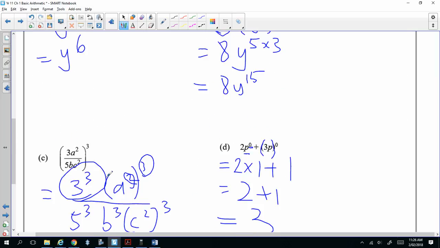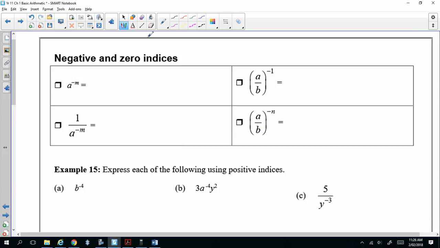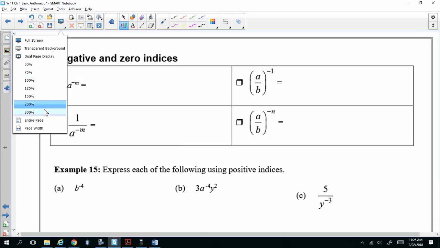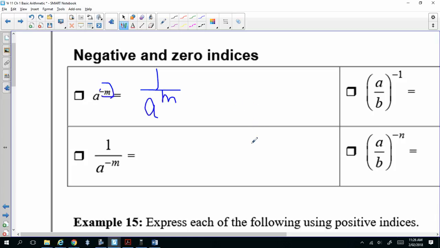On the next page, you have what we call negative indices. These can be confusing because people can make mistakes and get confused with what it does. When it's a negative index, it becomes a fraction. So you write 1 over a to the power of m. The negative index takes the a to the denominator with the 1 on the numerator. And what if it's in the denominator? Obviously, that's the opposite. It becomes the numerator with a positive index.